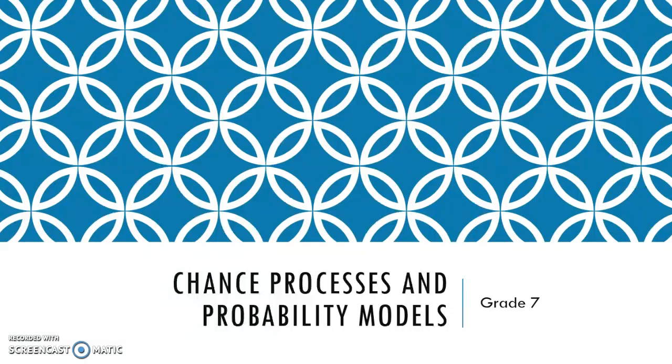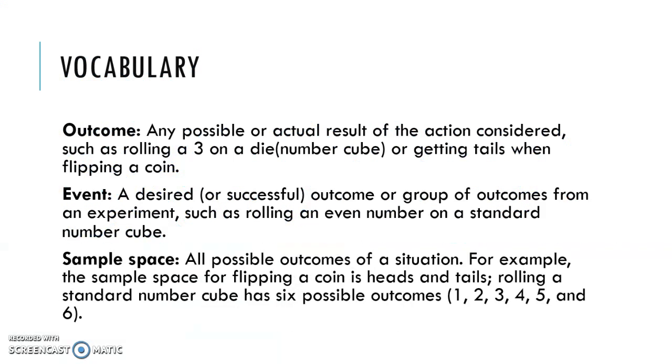So let's take a look at the vocabulary that goes with this. Outcome is a really important word here: any possible or actual result of an action considered. So an outcome would be what happened after I flipped a coin, what I got. An outcome would be I got heads or I got tails. And an event is an outcome or group of outcomes from an experiment.